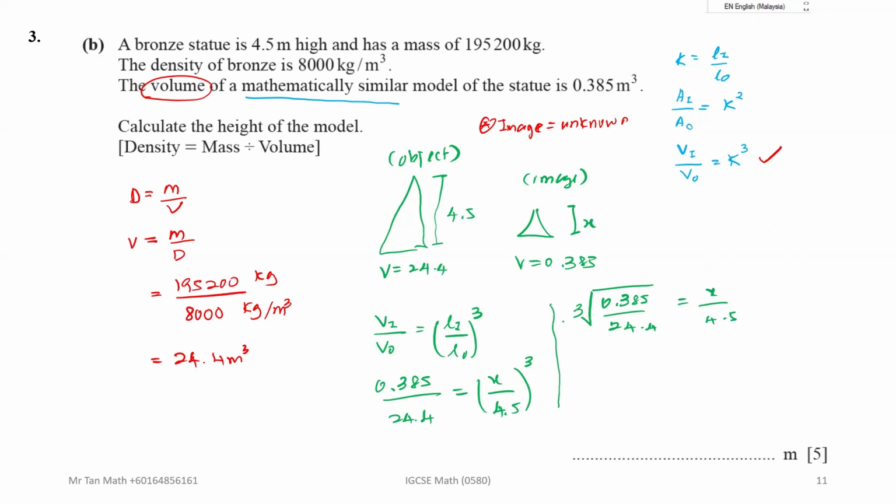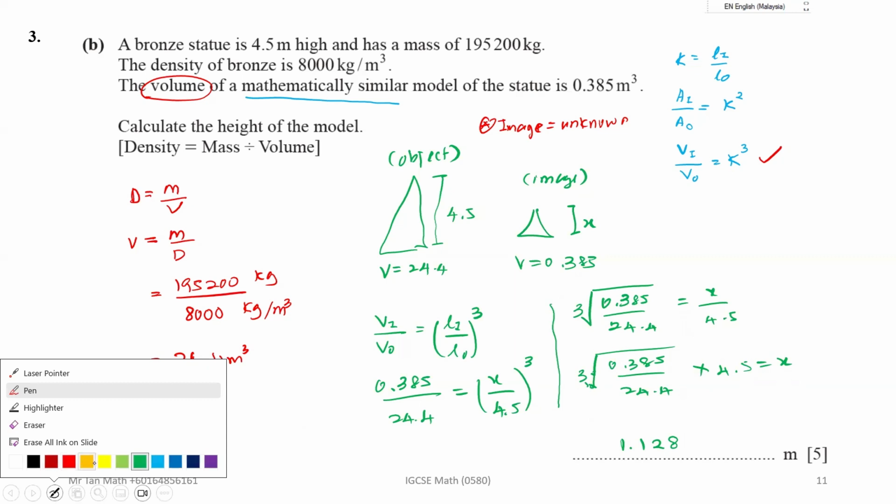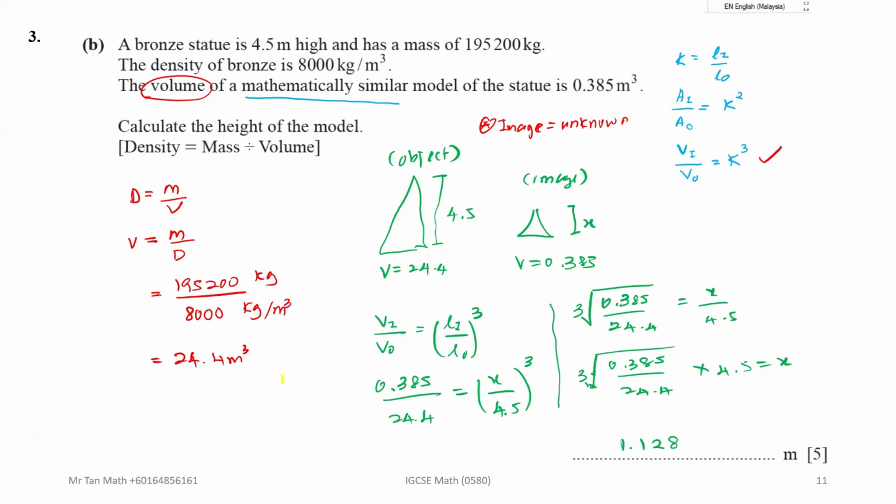This is cube root, okay? Remember, it's cube root, not square root. So your X is the cube root of 0.385 over 24.4, you just times with 4.5. It's equal to your X. So you calculate, you should get 1.128. Do take note. When you calculate, make sure it's a cube root, not square root.